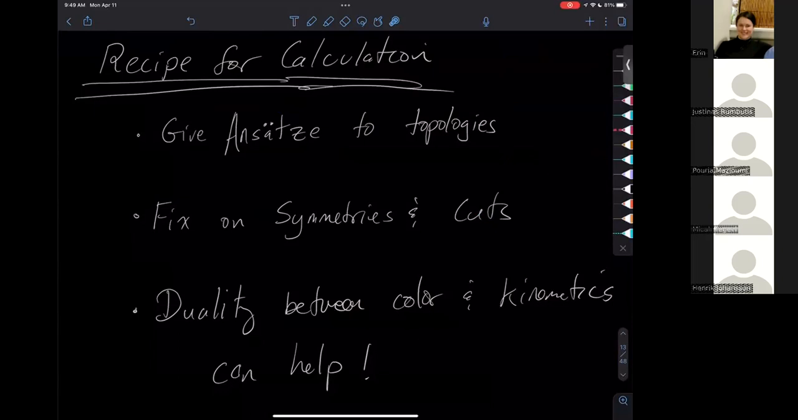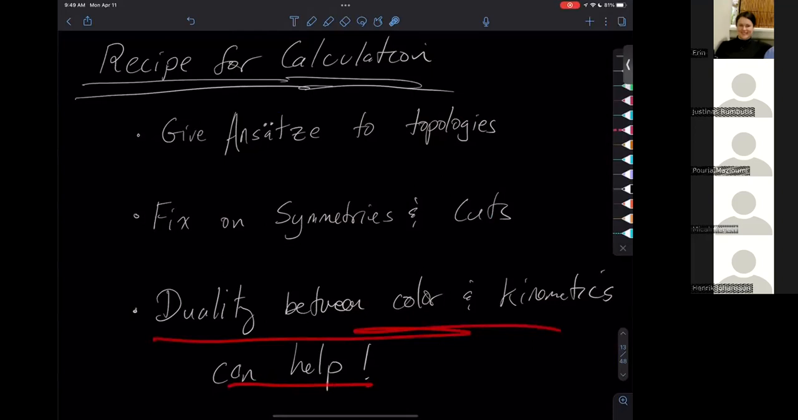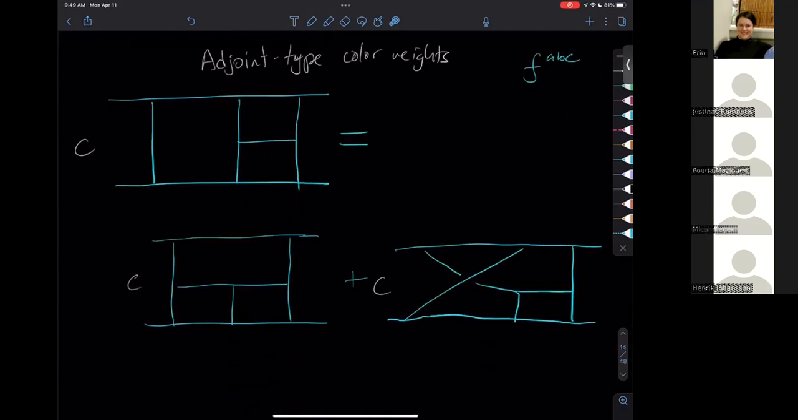And so how do we calculate? We give an ansatz to our topologies, we fix on symmetries and cuts, and then we're good. Once we satisfy all the cuts and in a symmetric manner, then we're ready to calculate. Then we can actually build the integrand we want to integrate out of the numerators, the color factors, and the propagators. And this is someplace where the duality between color and kinematics can naturally help. It reduces the number of topologies at any given loop order or multiplicity to a much smaller number of basis graphs.